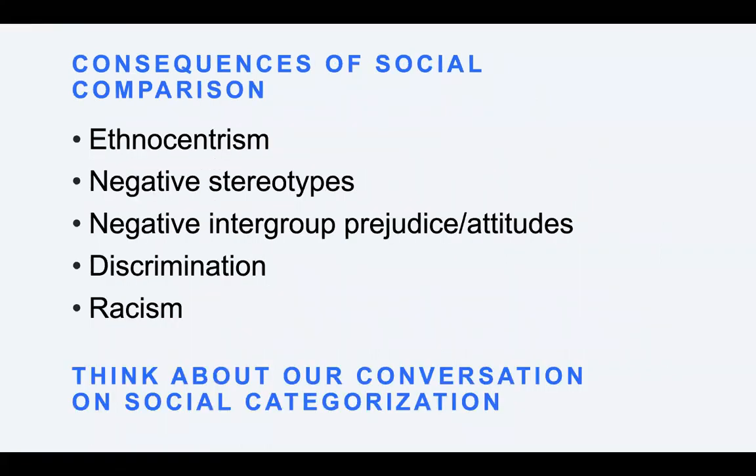And so what are the consequences of that social comparison? Ethnocentrism, negative stereotypes, negative intergroup prejudice and attitudes, discrimination, racism, all of the things that we've talked about this semester. Think about our conversation on social categorization. Think about our conversation about perceptions and challenges to successful intergroup communication or intercultural communication. These are all the consequences of social comparison, of trying to build up my in-group by explaining the out-group as worse than me. These are all the consequences of doing that.